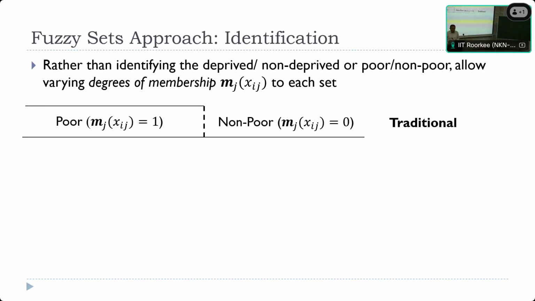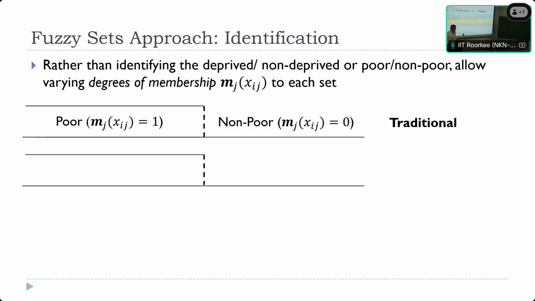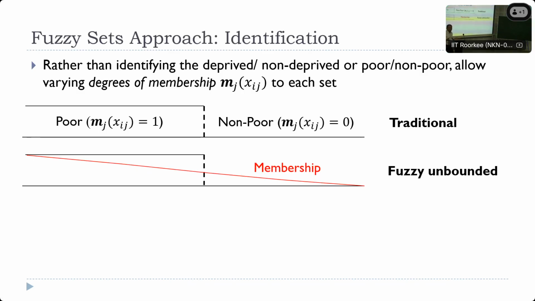What they suggest instead is that they assign a kind of membership function. The membership function is a monotonic function. I will show you some examples. That means instead of dividing poor and non-poor, you create a degree of poverty. So as your income increases, you become less and less poor. This is called fuzzy unbounded. I will show you some examples of membership functions.